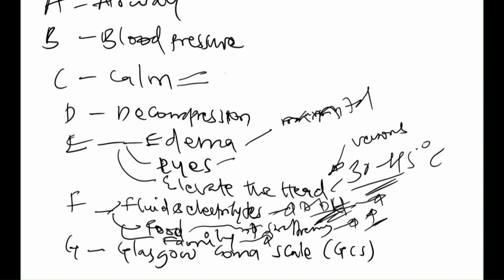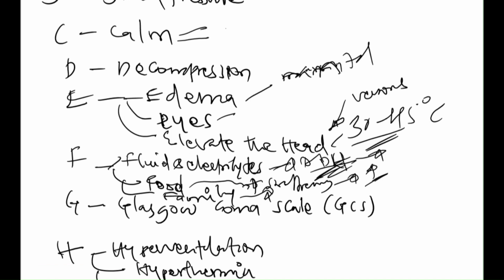Then family concern, you have to advise the family, because we never know what's gonna happen. Maybe the patient can have brain death, so they must be aware of what is happening to the patient. Don't just keep the patient in the room without notifying the family what is going on.